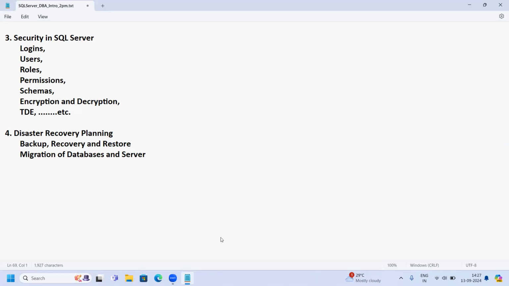Okay. Then we will learn about something called automation tasks. Under automation, I'll explain how to work with jobs, how to work with alerts, how to work with operators, how to work with DB mail, and so on. These are the things that I cover for automation.